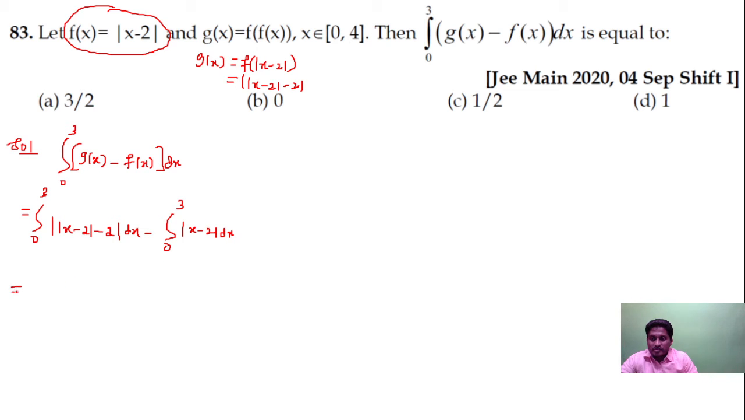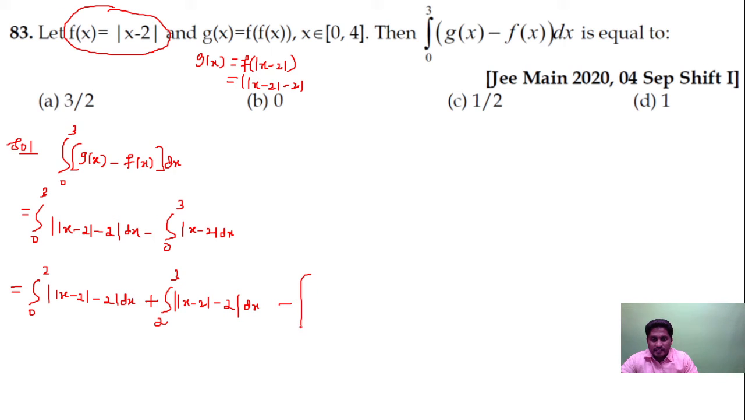Okay, now this 0 to 3 can be written as 0 to 2 of modulus of |x − 2| − 2, plus 2 to 3, because you get a sharp edge at 2 only. Modulus of |x − 2| − 2, and there's a whole mod here, dx.